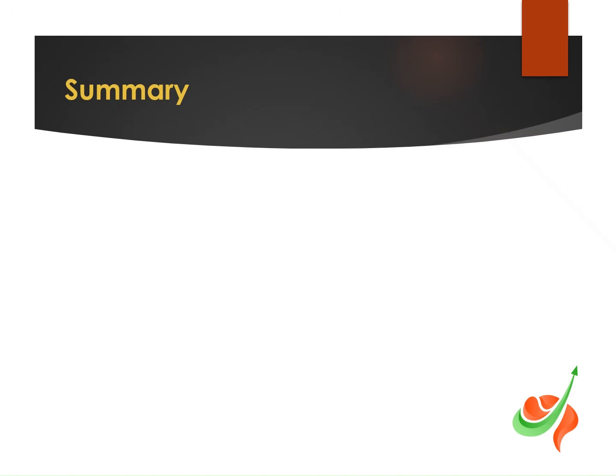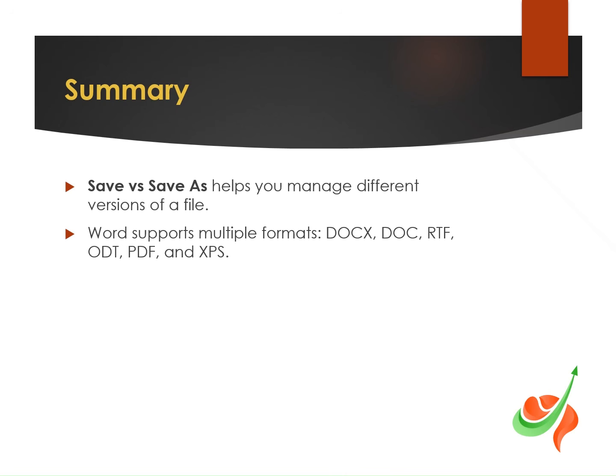In this lecture, we saw the difference between save and save as, and how it helps us to manage different versions of a file. We also saw that Word supports multiple formats like docx, the new Word file extension, and we also talked about the old file extensions like doc, RTF, and ODT. Word also supports formats like PDF and XPS. We also talked about the two features that allow us to protect from losing data, the autosave and auto recover.